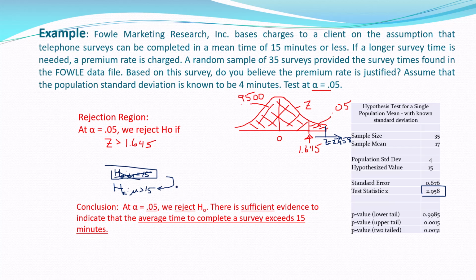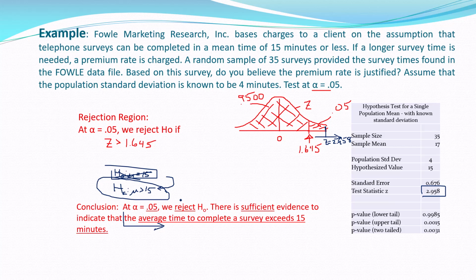There is sufficient evidence to indicate that, and then everything after that is going to be what the alternative says using the words of the problem. Mu is greater than 15. There's sufficient evidence to indicate mu is greater than 15. The average time to complete a survey exceeds 15 minutes. That's what it means in the context of this problem.